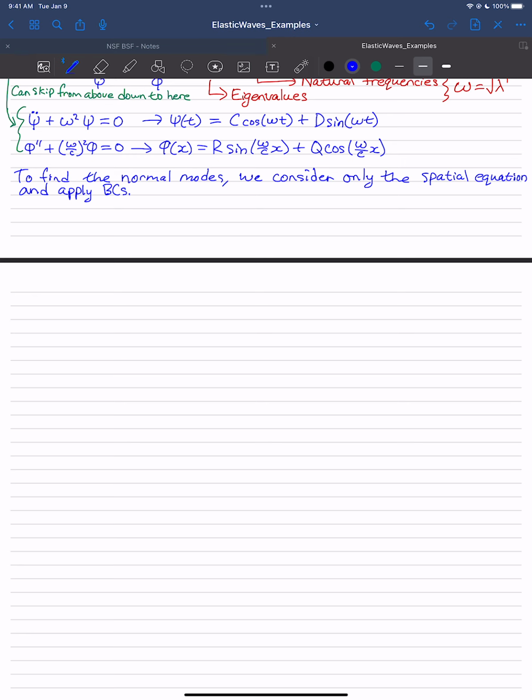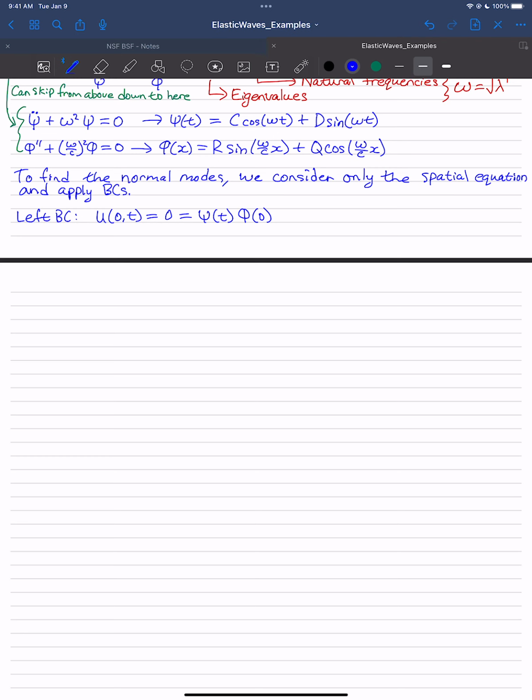Okay, so I'm going to rewrite the boundary conditions in terms of phi and psi, but I'm then going to show you that you can just skip right ahead always. So let's start with the left boundary condition. For the left boundary condition, we have u of 0, t must be equal to 0. This is equal to psi of t times phi of 0.